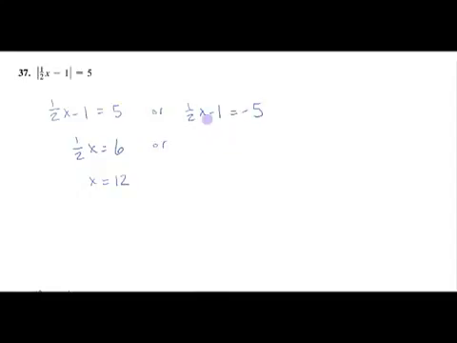On this side, I add 1 again, and I multiply both sides by 2. So I have two solutions, 12 and -8. You could place these into the original problem and both answers would cause the statement to be true. If x equals 12, half of 12 is 6, minus 1 is 5, and the absolute value of 5 is 5. For -8, half of -8 is -4, minus 1 is -5, and the absolute value of -5 is 5.